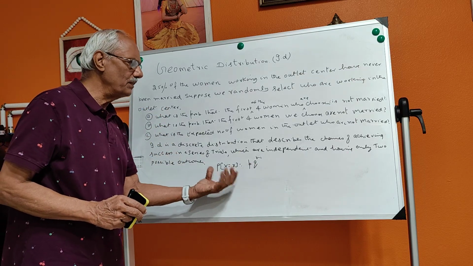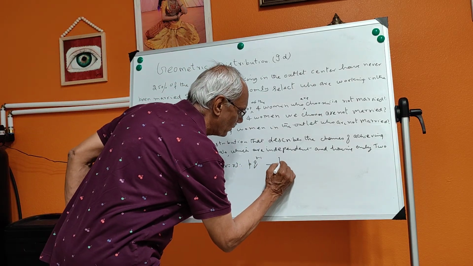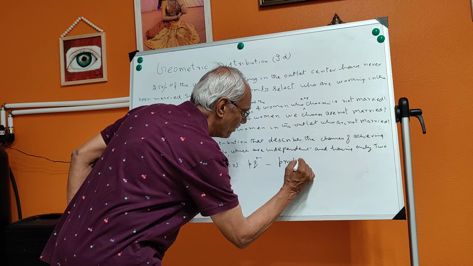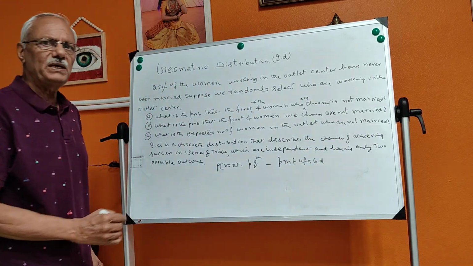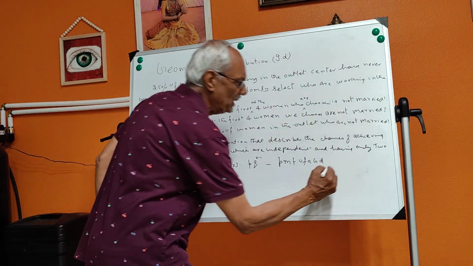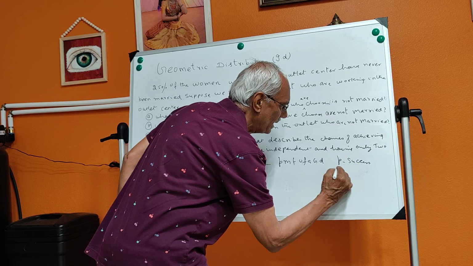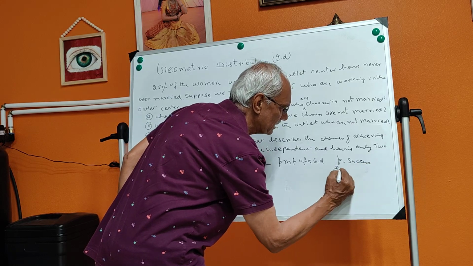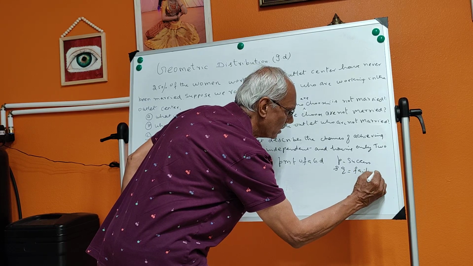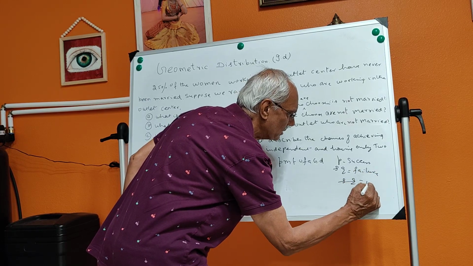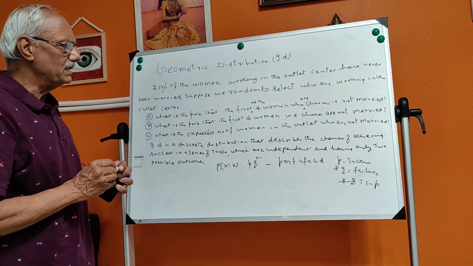So this is the probability mass function of a geometric distribution, where p is the probability of success, and q is the probability of failure, and q is equal to 1 minus p. So with this idea, let me start now.